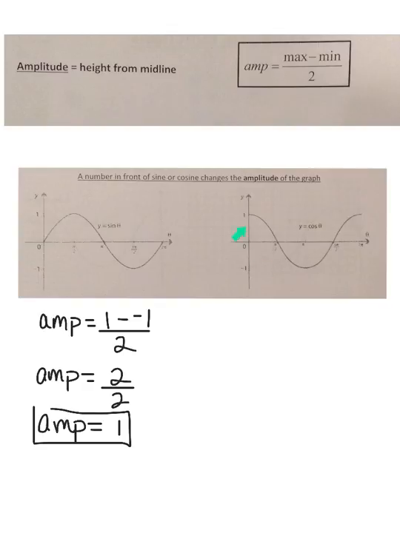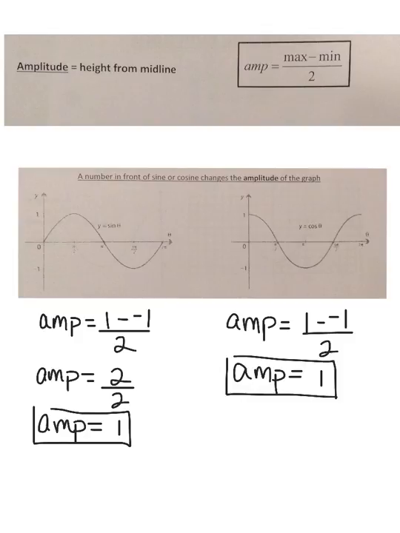Now we can do the same formula here if we want to, and we can say amplitude equals my maximum, which is my highest value, 1, minus my lowest value, which is -1. So very similar to the graph that we just did over here on the left with the sine curve, 1 minus -1 divided by 2. I'm going to skip ahead because I'm rewriting history here. And that amplitude then would be 1 as well.